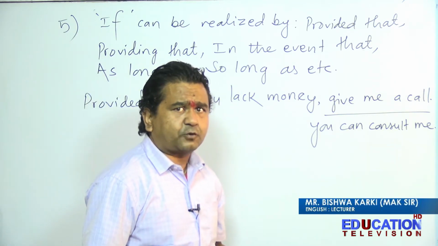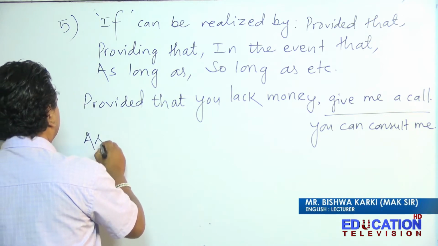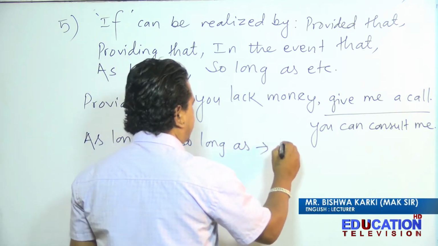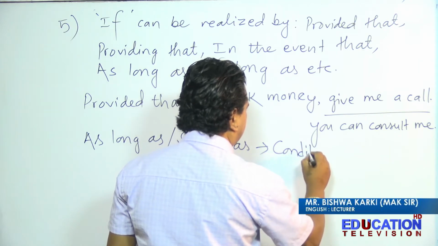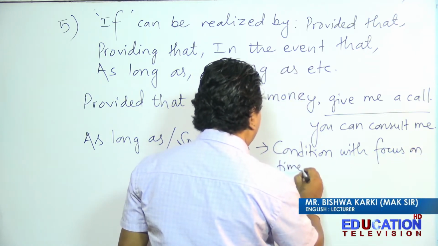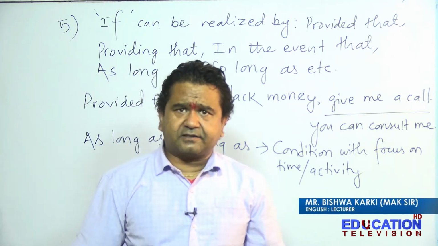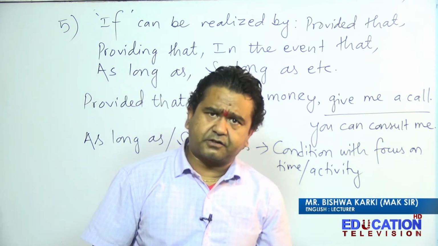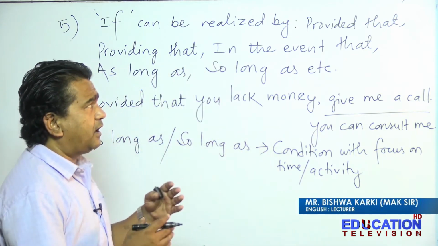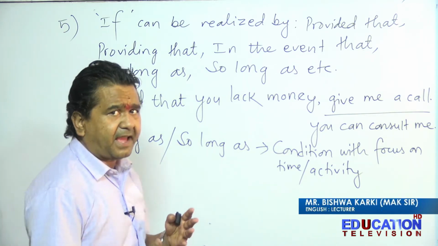But as long as and so long as show more than condition, they show time duration. As long as or so long as is the condition with focus on time, or activity. As long as you do not respect others, others will not respect you. As long as means till that time, till you keep that action in continuity. So it shows continuity of time or continuity of activity.